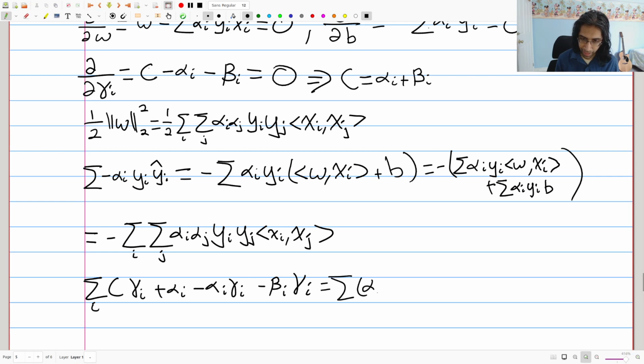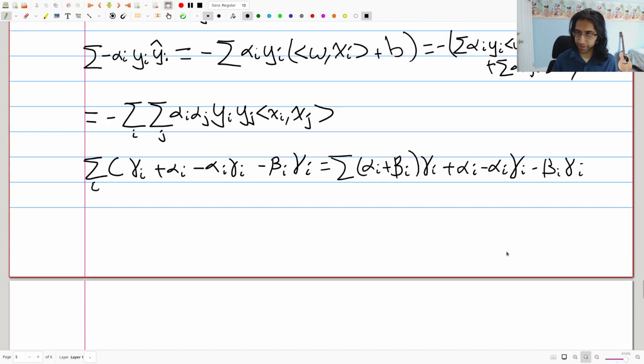This becomes alpha i plus beta i times gamma i plus alpha i minus alpha i gamma i minus beta i gamma i. And like I said, this cancels out with this, and we're just left with the summation over alpha i.